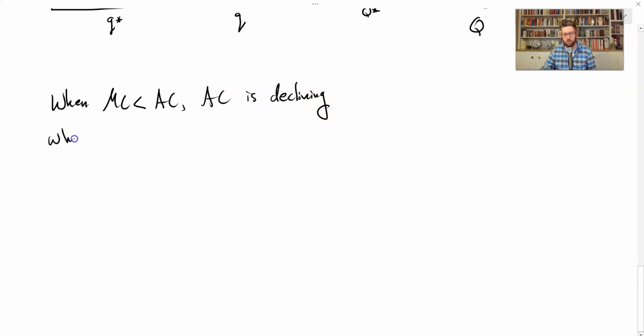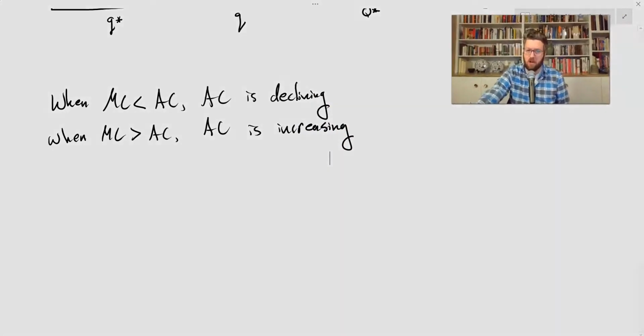Conversely, when marginal cost is greater than average cost, average cost is increasing. Okay? Why is that the case? Remember, marginal cost is the cost to make one more unit. Okay? So if the cost to make one more unit is less than the average of making units so far, then it's going to pull the average down.